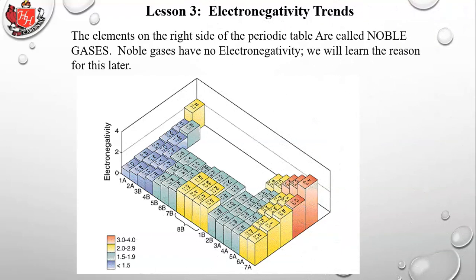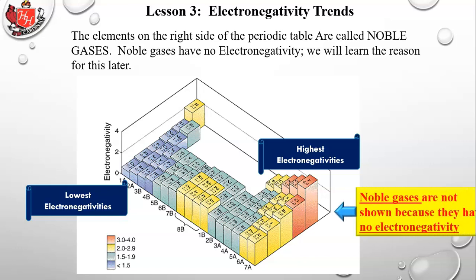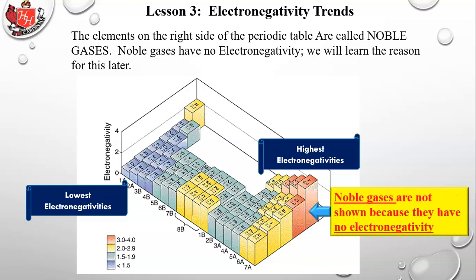The elements on the right side of the periodic table are called noble gases. Noble gases have no electronegativity, and we will learn the reason for this. So there you see, you notice that it looks like the entire periodic table there, except you don't see helium, neon, argon, krypton. They're not there. Why is that? Noble gases are not shown because they have no electronegativity. The reason is they have a full orbital. Each one of them has a full orbital.